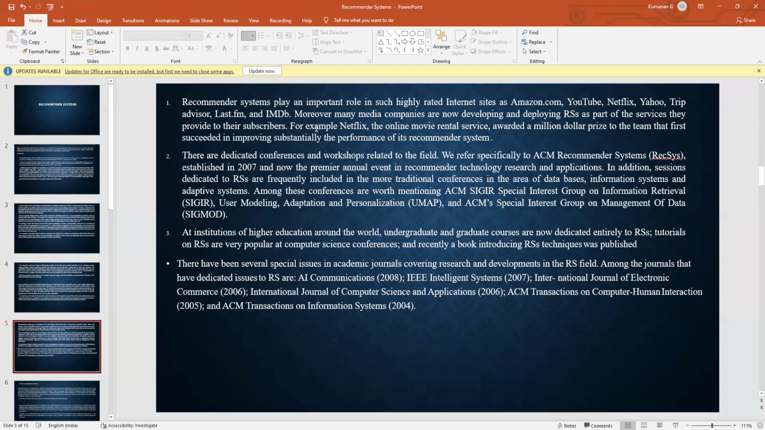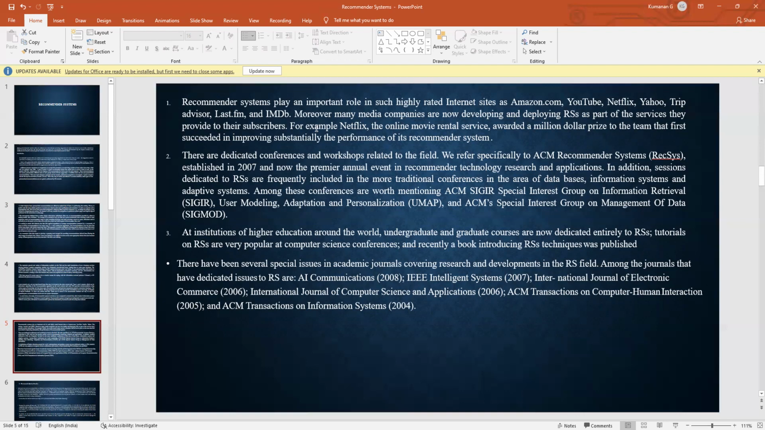There are dedicated conferences and workshops related to the field. We refer specifically to ACM Recommender Systems, established in 2007 and now the premier annual event in recommender technology research and application. In addition, sessions dedicated to recommender systems are frequently included in the more traditional conferences in the area of databases, information systems, and adaptive systems.